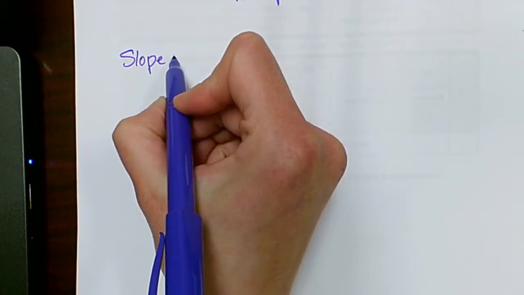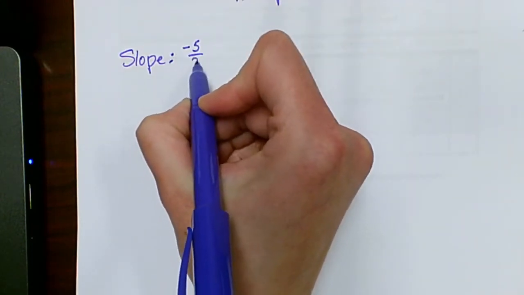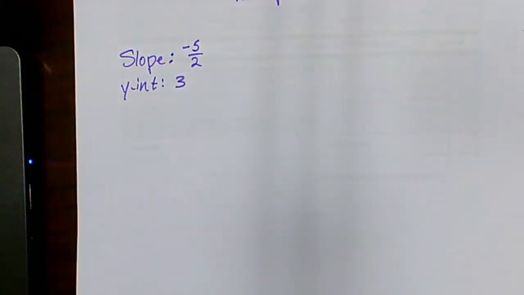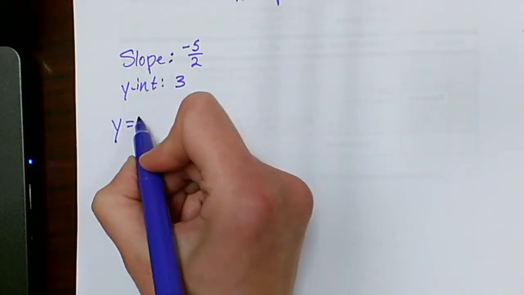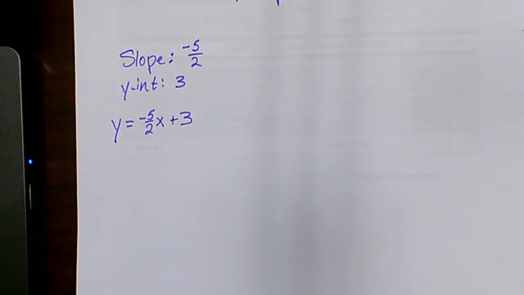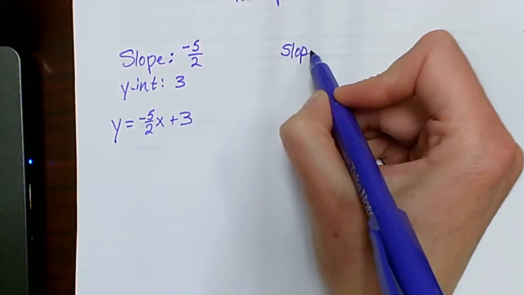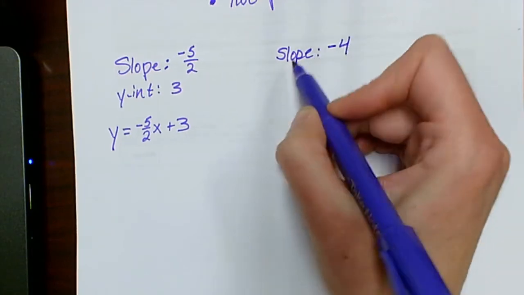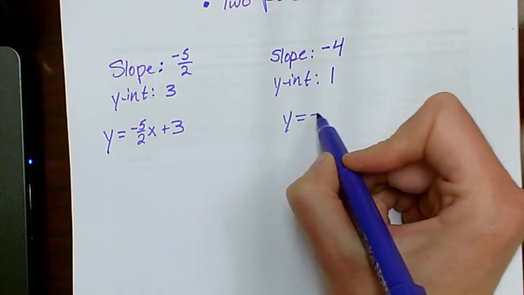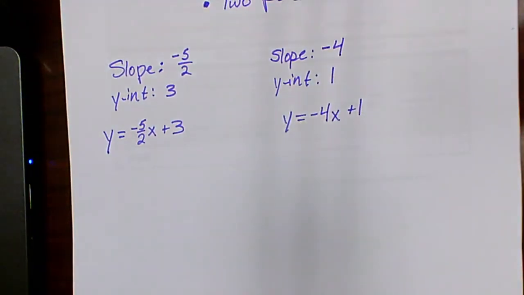Find the line with the slope of -5/2 with a y-intercept of 3. So we are just going to go y equals -5/2 x plus 3. And we're done. We have a slope, we have the y-intercept, now we have an equation of the line. Let's find one with slope of -4, y-intercept of 1. That's going to be y equals -4x plus 1. And we're done.